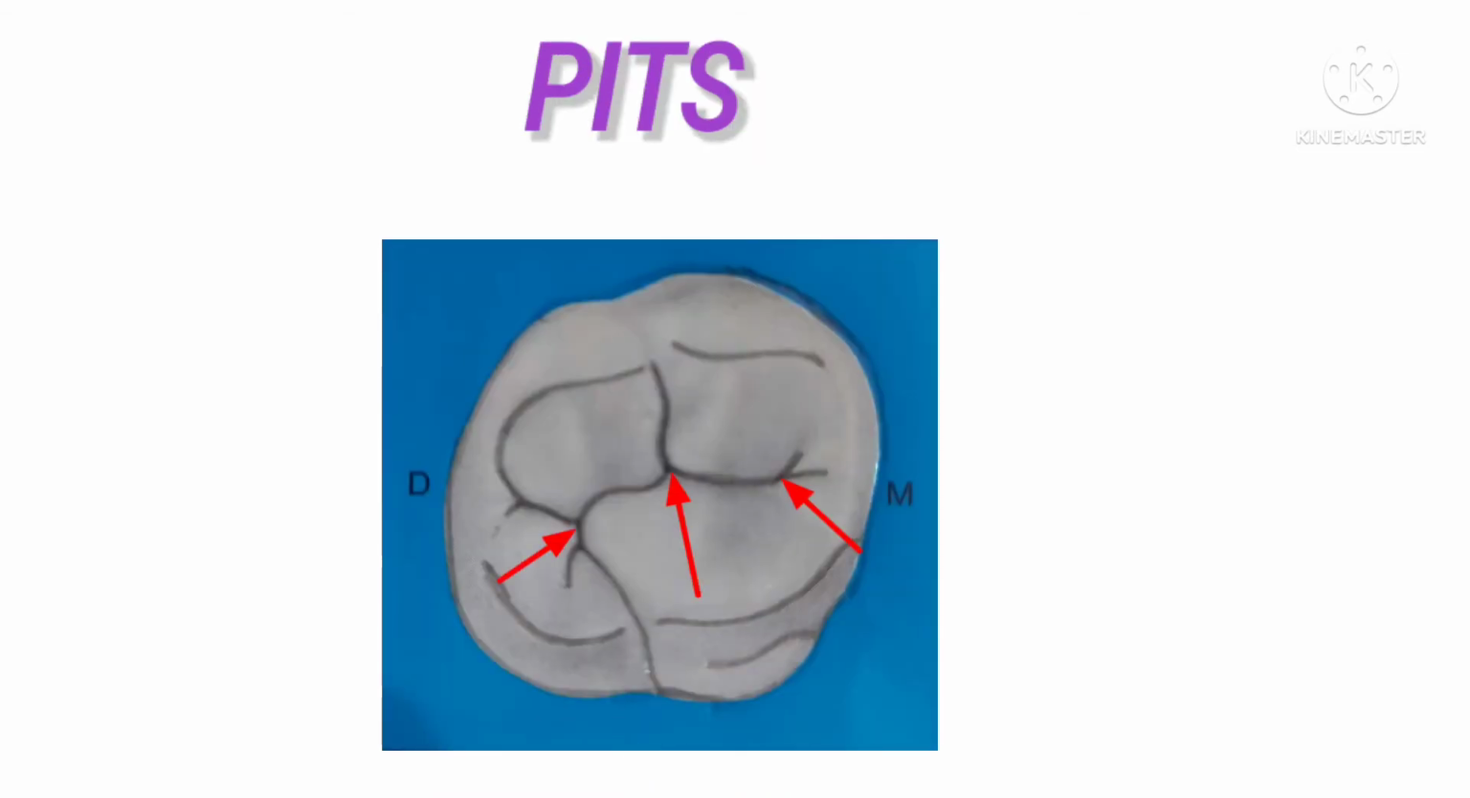Next is pits. Pits are small pinpoint depressions located at the junction of developmental grooves or at the terminals of those grooves, and they are named according to their location. For example, central pit is a term used to describe the landmark in the central fossa of molars where developmental grooves join.